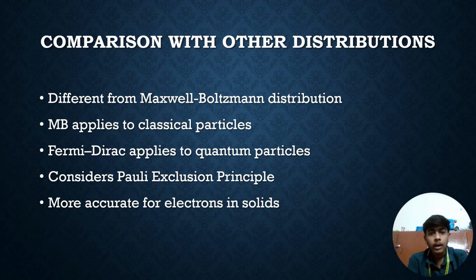And now comparison with other distributions. Different from Maxwell-Boltzmann distribution, MB applies to classical particles, while Fermi-Dirac distribution applies to quantum particles. Fermi-Dirac distribution considers Pauli's exclusion principle, and it is more accurate for electrons in solids.